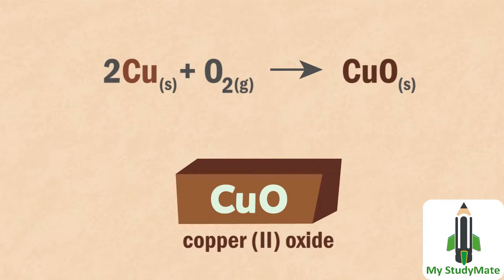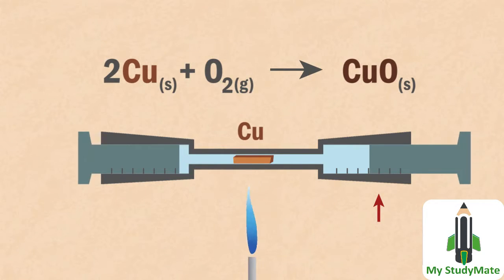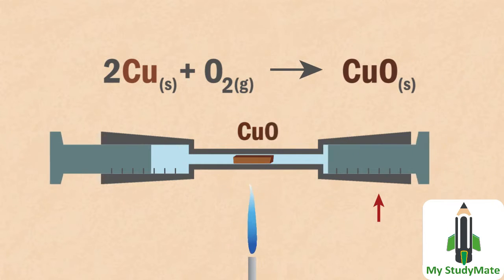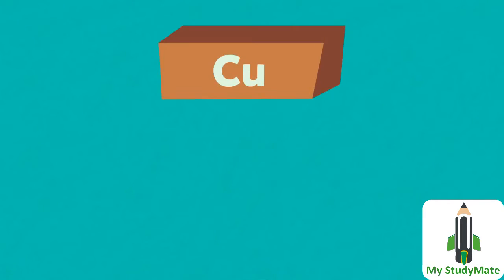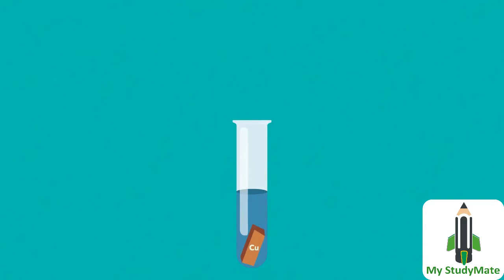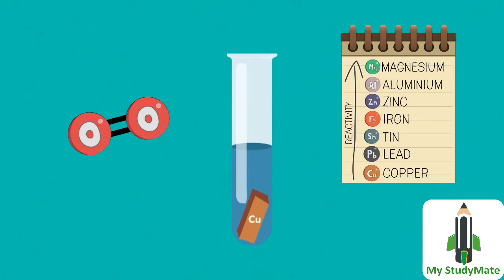On heating copper with oxygen, the result is the formation of copper oxide, shown by this equation. This may seem useless, but you can use this reaction to measure the percentage of oxygen in the air. This is achieved by passing a known volume of air over the hot copper and measuring a decrease in the volume as the oxygen reacts with it.